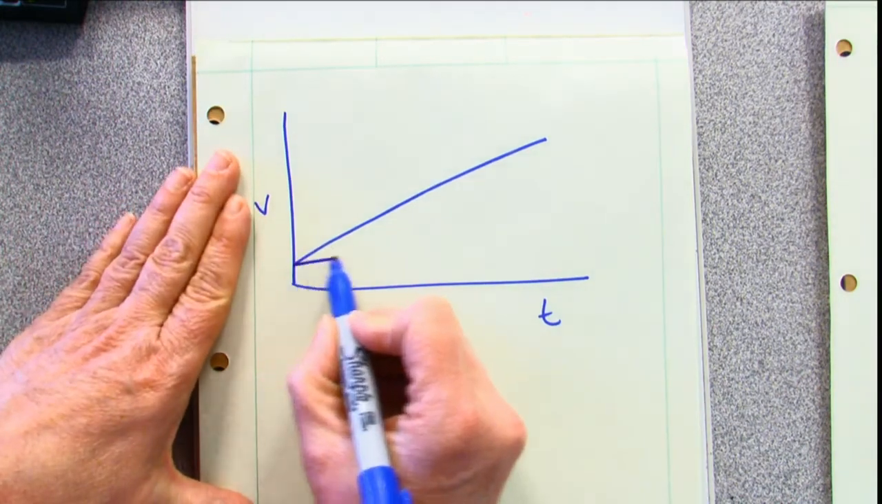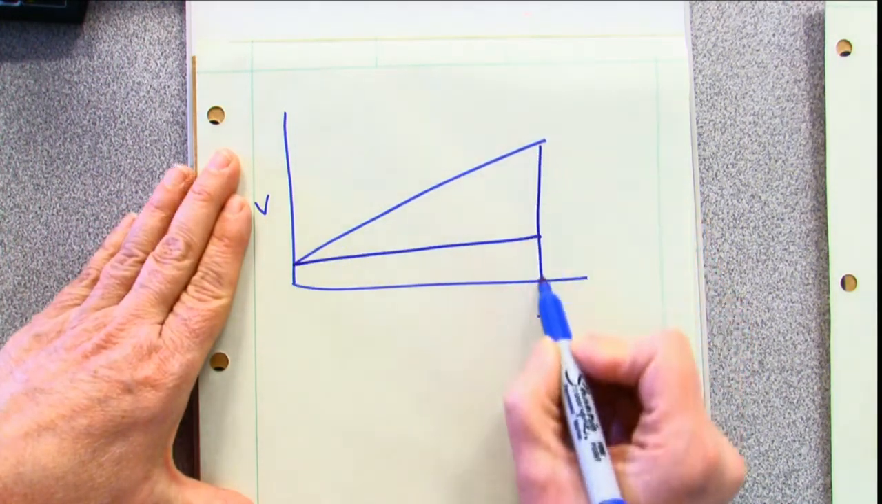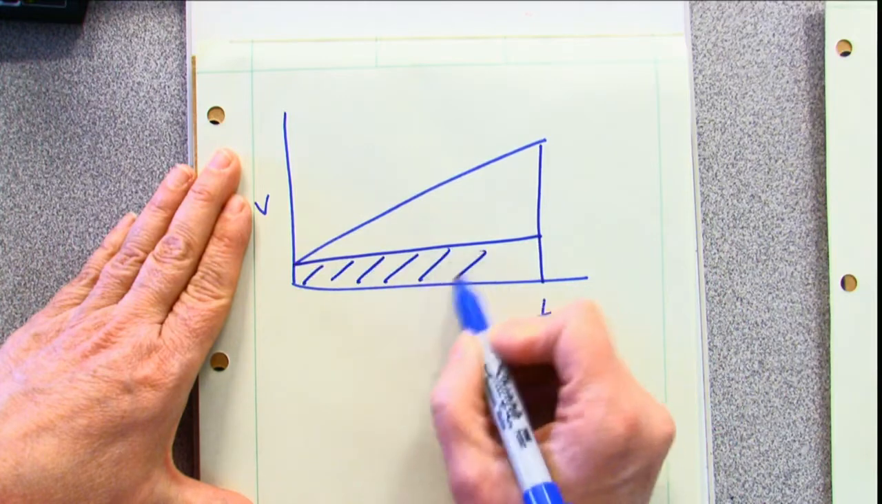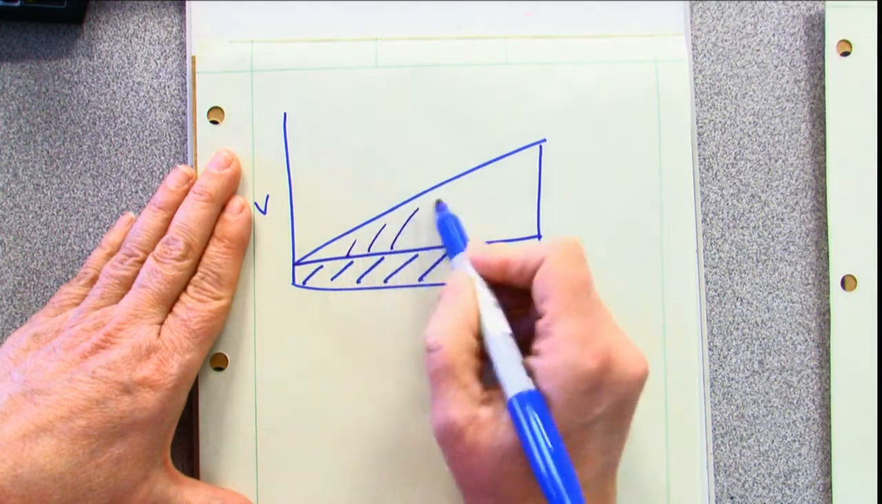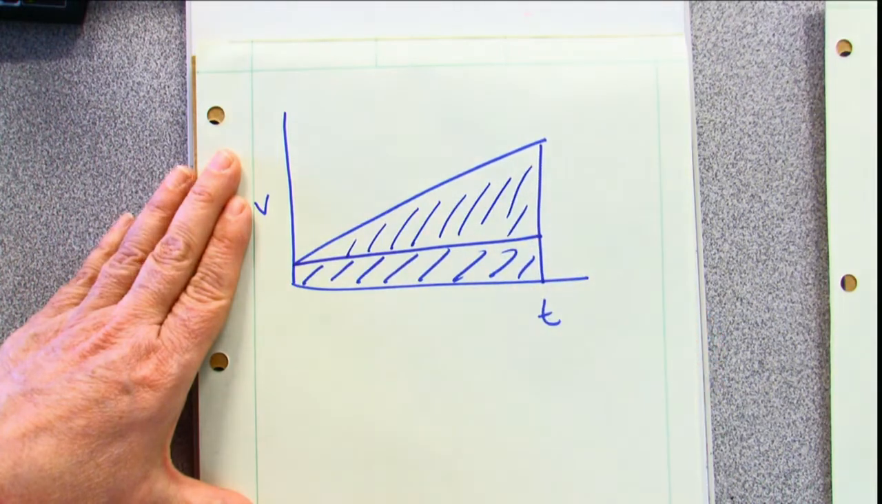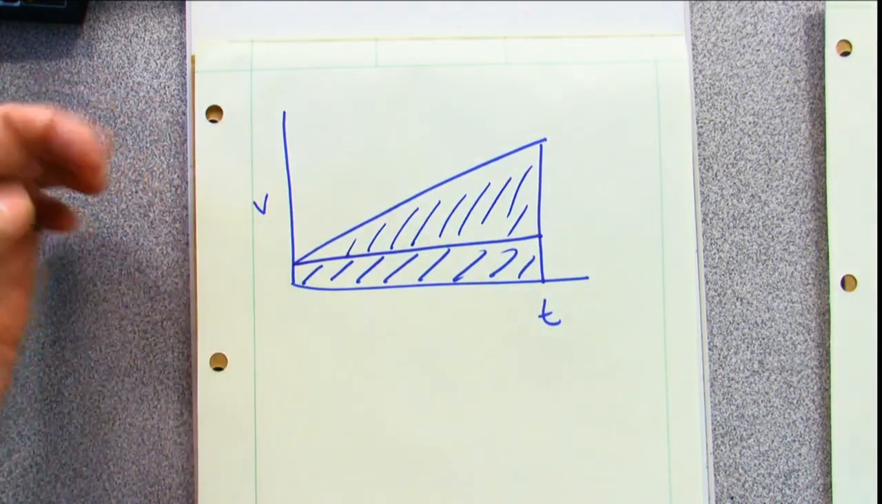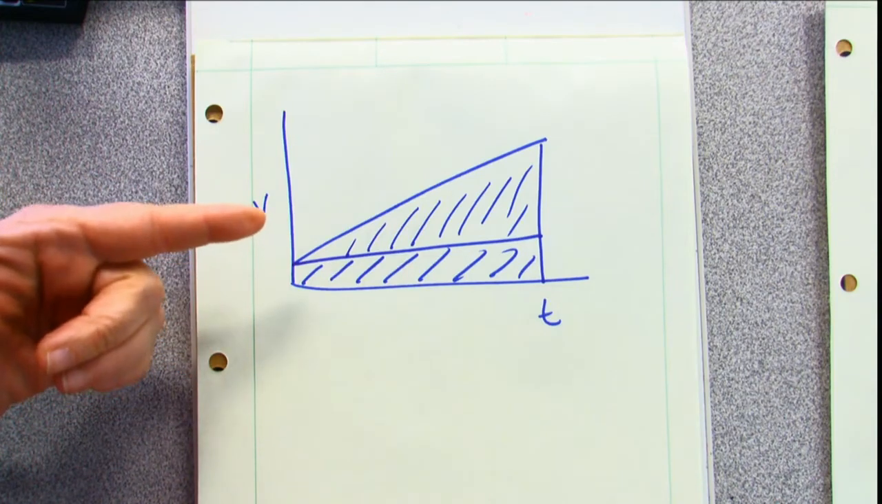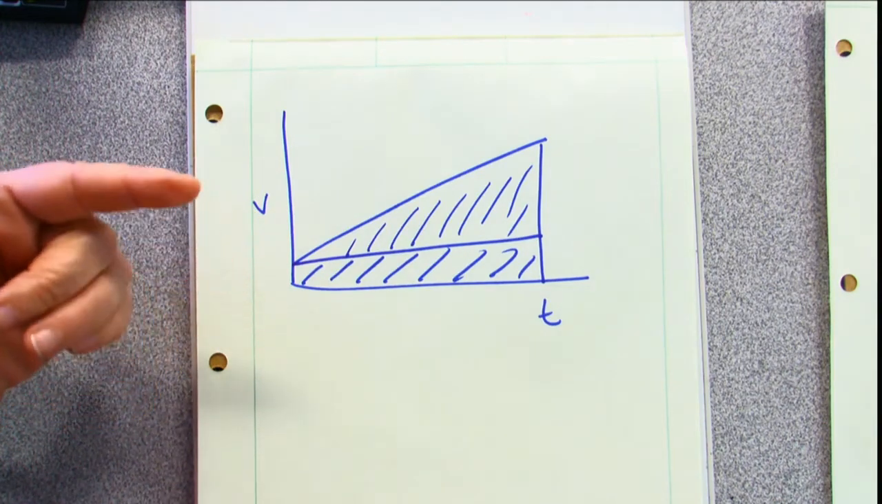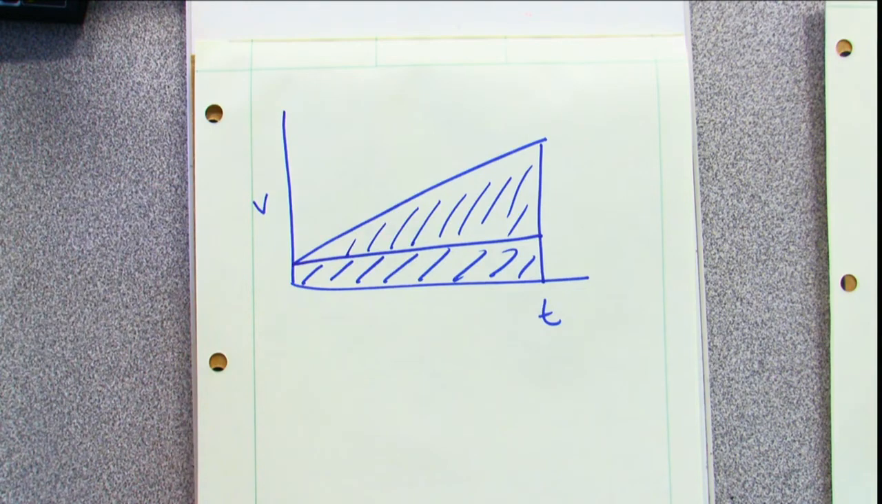And if I do this, I still have the area under the curve as my displacement. I still have the area under the curve as my displacement, and I can just add up those areas. So we can start to look at it from that perspective.